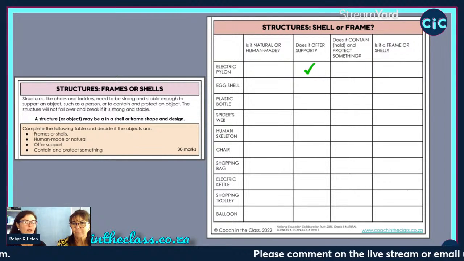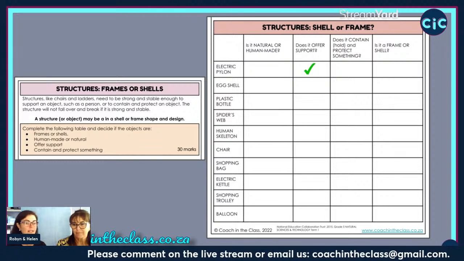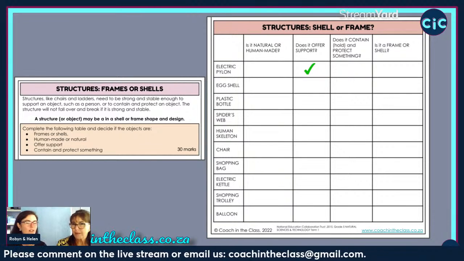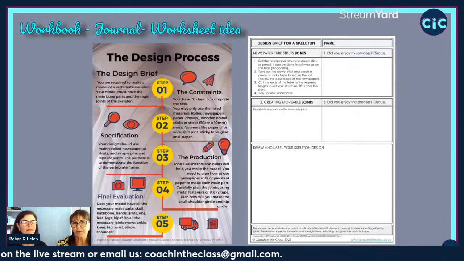You are not that person at the front handing out information and the children are switched off. This is engaging. The children are in charge. Which is exactly what Coach in the Class is striving for.